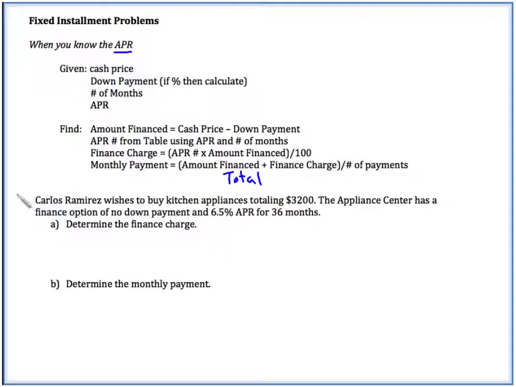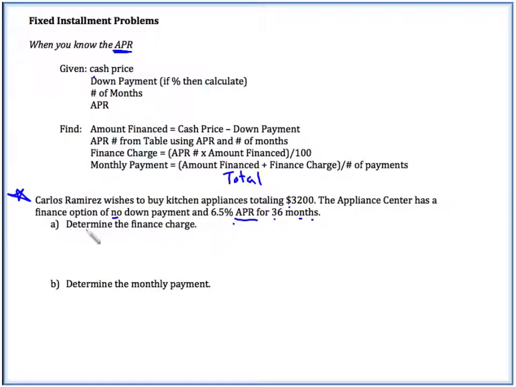Okay, so let's get into our example right here. Carlos Ramirez wishes to buy kitchen appliances totaling $3,200. The appliance center has a finance option of no down payment and 6.5% APR for 36 months. So notice in this example, you were given the APR. Now you're also going to be given a cash price, meaning this is the total right here, $3,200. You're also given a down payment, in this case, 0 down, and the number of months, which is 36, and then our APR of 6.5%.